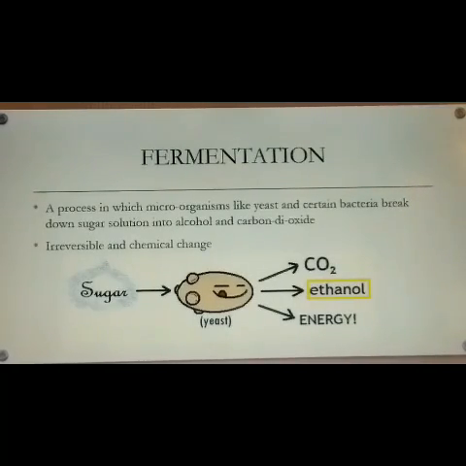It is an irreversible process, as the alcohol formed cannot be turned back into sugar. Once the alcohol is formed, we are not able to bring back the sugar solution once again. So it is an irreversible process, and it is a chemical change, and thus fermentation is a chemical change.